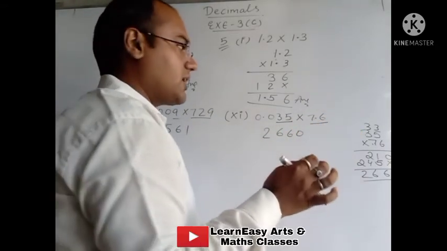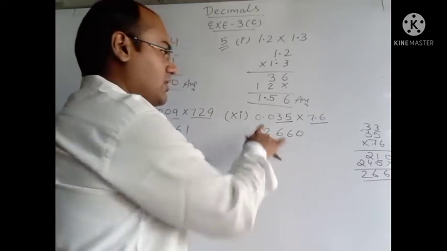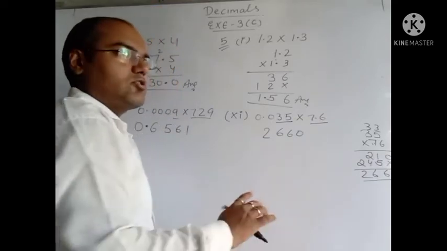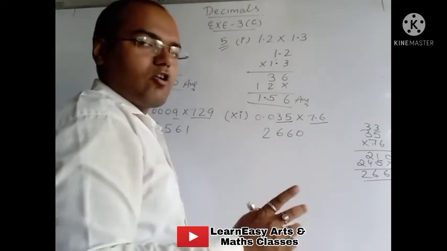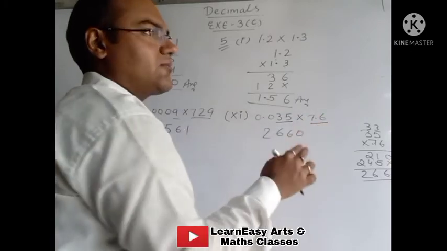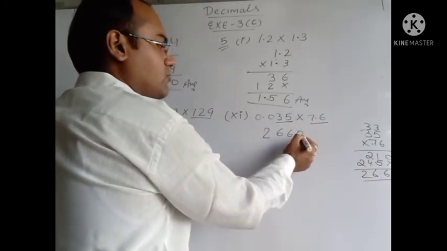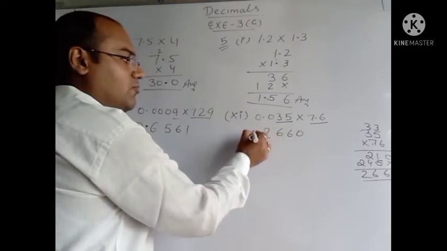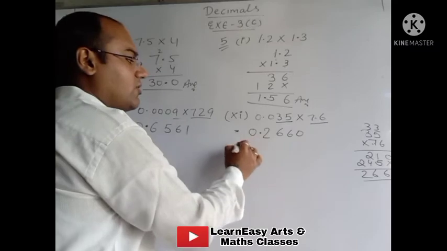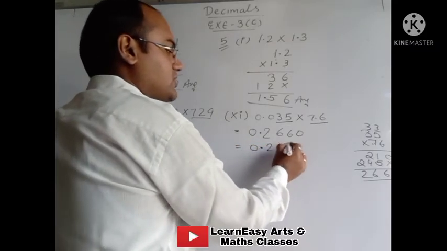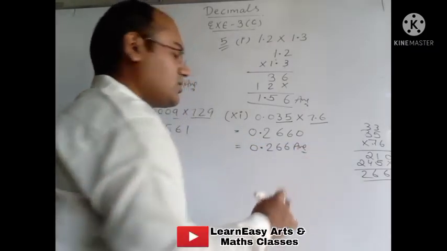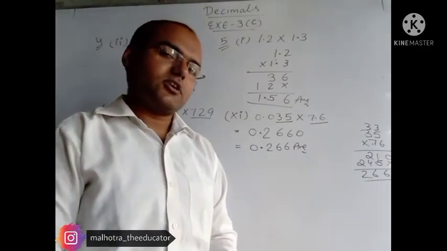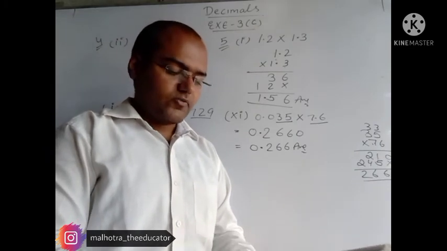Now we have to count the digits after the decimal. After the decimal, 3 digits are there. After the decimal, 1 digit is there. So in total, after the decimal, how many digits are there? 3 here and 1 here, that means 4. So from the last, we have to put the point before 4 digits. 1, 2, 3, 4. So here we will put the point. Before the point, we have to fill 0 also. So our final answer is 0.266. So this is your final answer of question number 5, part number 11. So now the rest of the parts you have to practice by yourself. All parts are the same. Now all of you see question number 6.